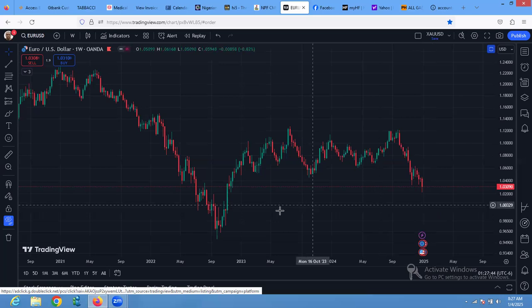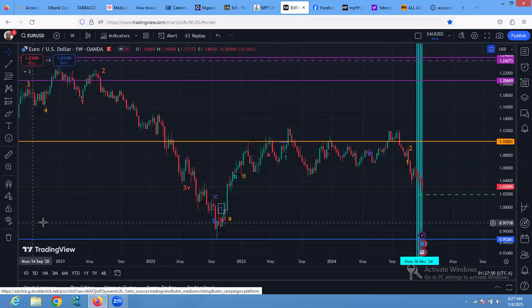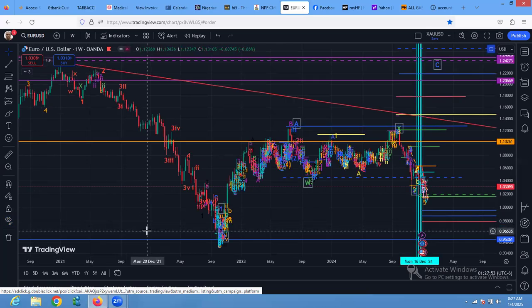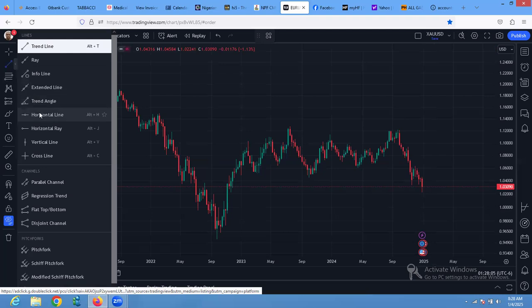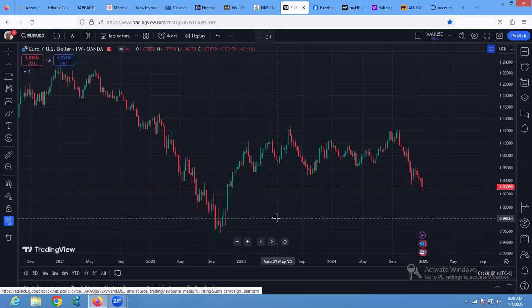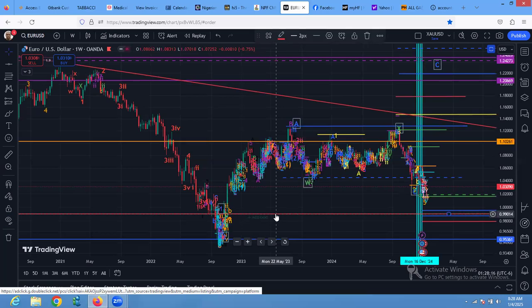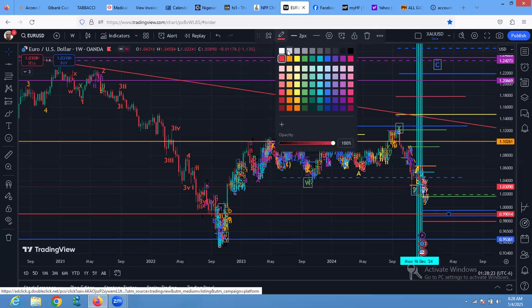Let me do something for us. Oh my goodness. Okay, I know what to do. I want to bring something there so that we would want to know that area. Let me mark it here. So this is the area here. Good. So let me use another color for it.